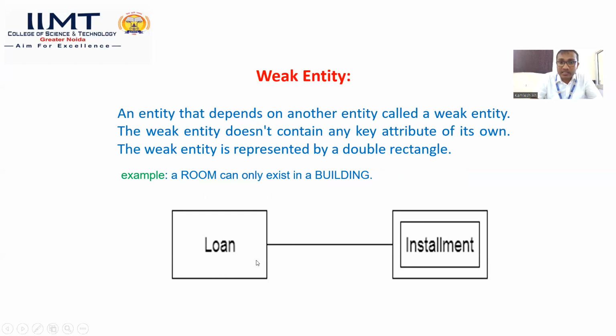Another example is the loan installment. Installment is a weak entity because installment depends on the loan. Without a loan, there is no existence of an installment, like in the building, without a building, no existence of the room. So the room entity is dependent on the building, so room is a weak entity. Here the installment is dependent on the loan, so installment is the weak entity, because installment is dependent on the loan.